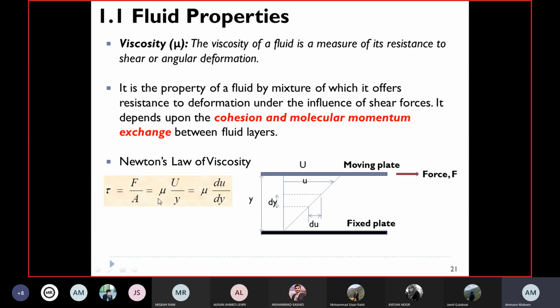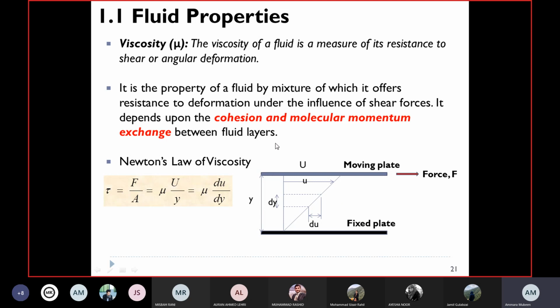Okay, so shear stress. If you have to apply more shear stress for a specific velocity, it means that this viscosity is more. That is why shear stress has to be greater, to keep the same velocity of the liquid in between, or the plate moving above the liquid.